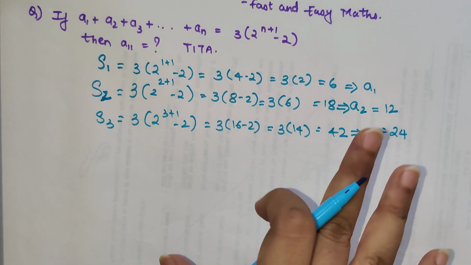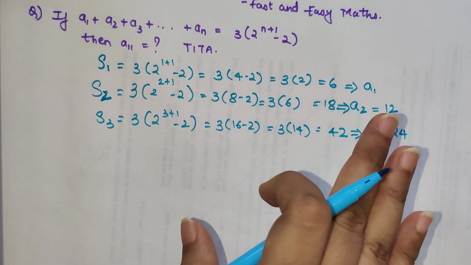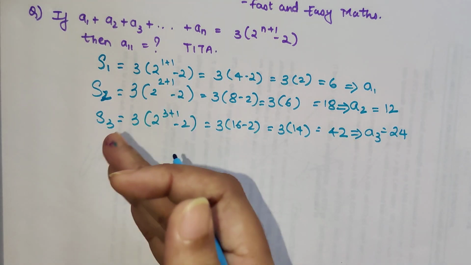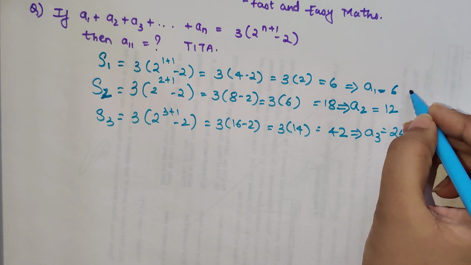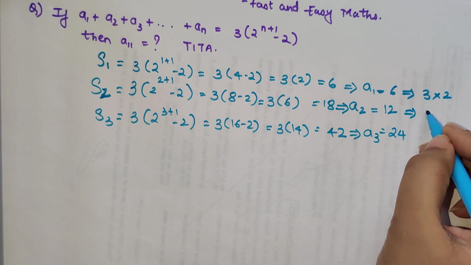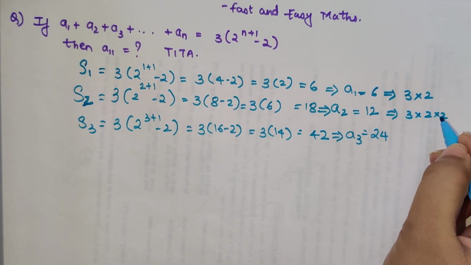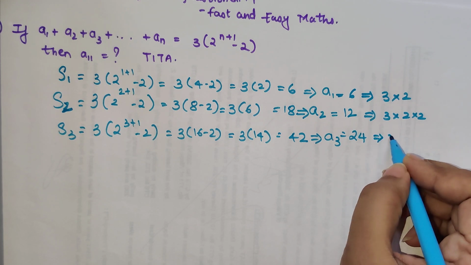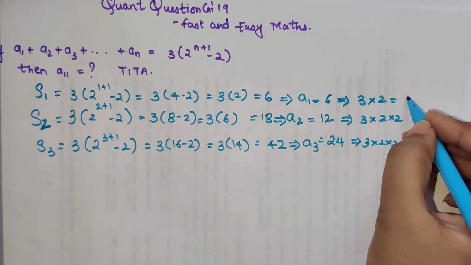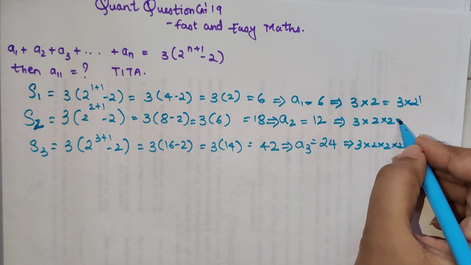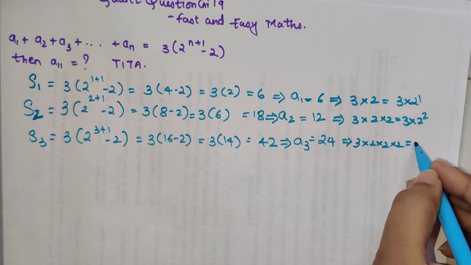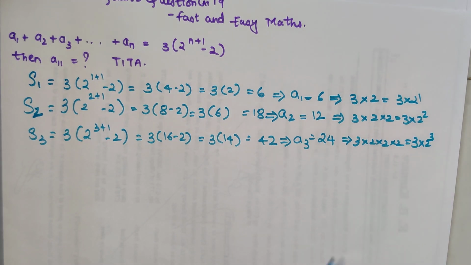So basically I've got at least 3 values, and if I can put all of these values in terms of n, then I can find the value of A11 very quickly. So this is 6. Can I say that this is 3 into 2, and this is nothing but 3 into 2 into 2, correct? And this is nothing but 3 into 2 into 2 into 2. So here I am saying A1 is 3 into 2 raised to 1, A2 is 3 into 2 raised to 2, and A3 is nothing but 3 into 2 raised to 3.